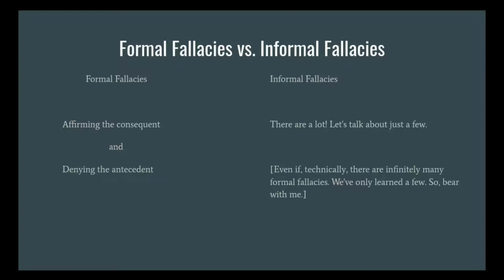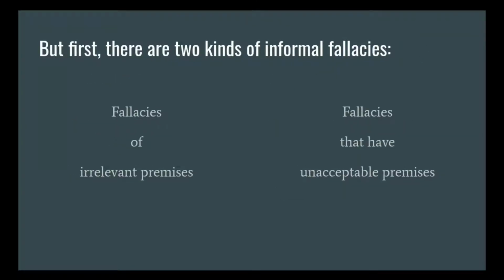Informal fallacies are so named because you can't tell that an argument commits a fallacy just because of its form. You have to know a little bit about its content. And there are two kinds of informal fallacies: fallacies of irrelevant premises and fallacies that have unacceptable premises.